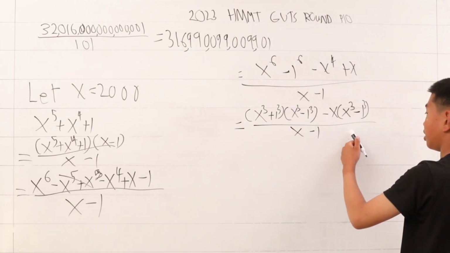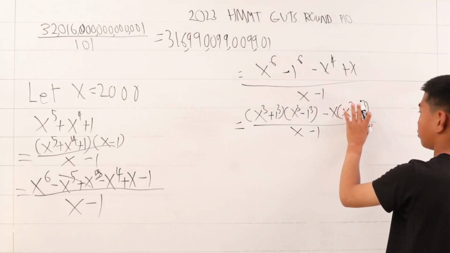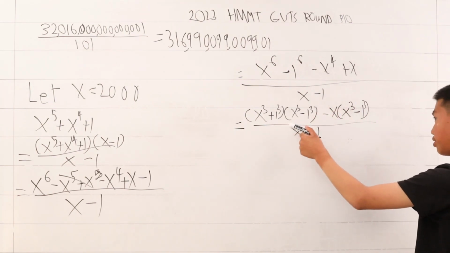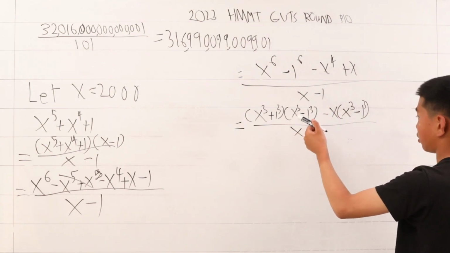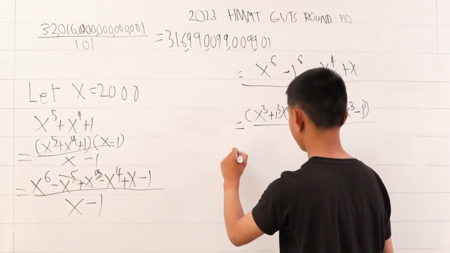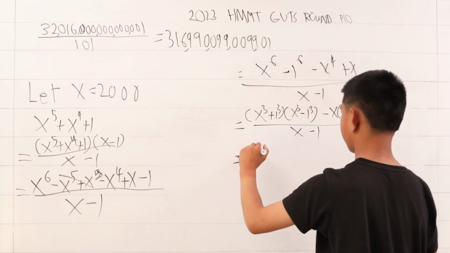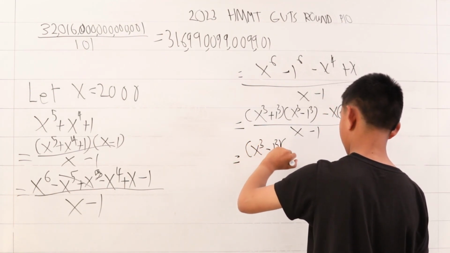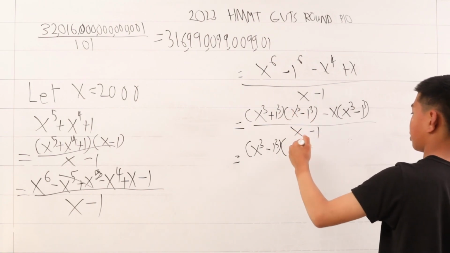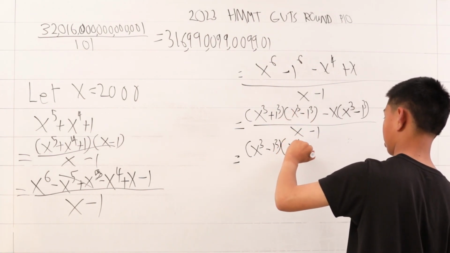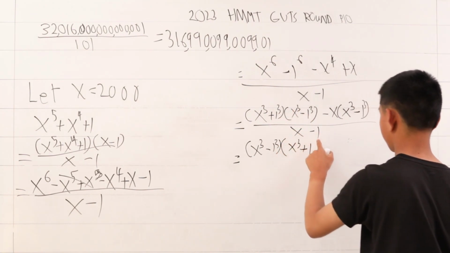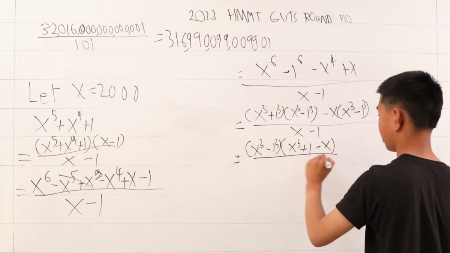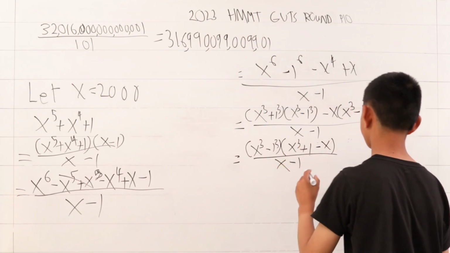Here we see that both these terms have a factor of x cubed minus 1 cubed, so let's take that out. This is now equal to x cubed minus 1 cubed times, well, this is just x cubed plus 1, but we don't need that cubed anymore, subtract the x, and divide by x minus 1.